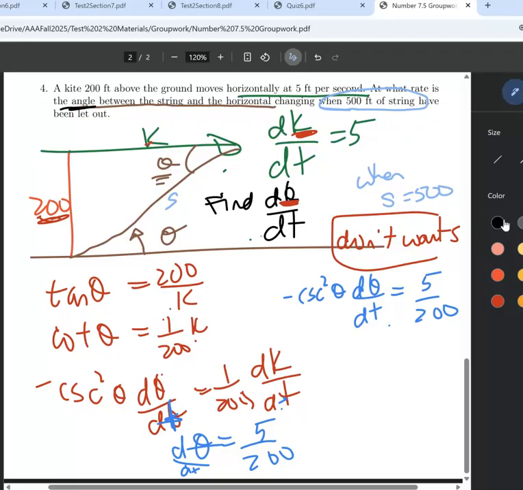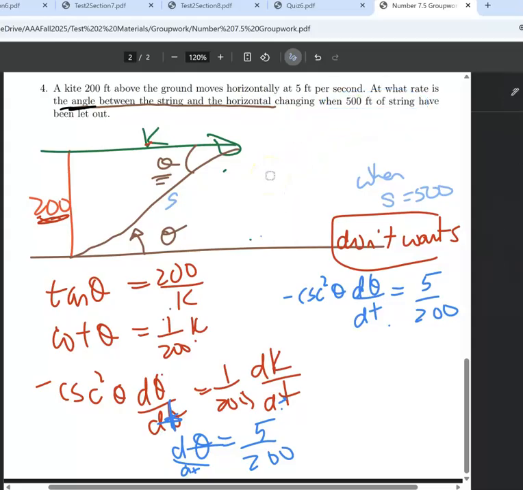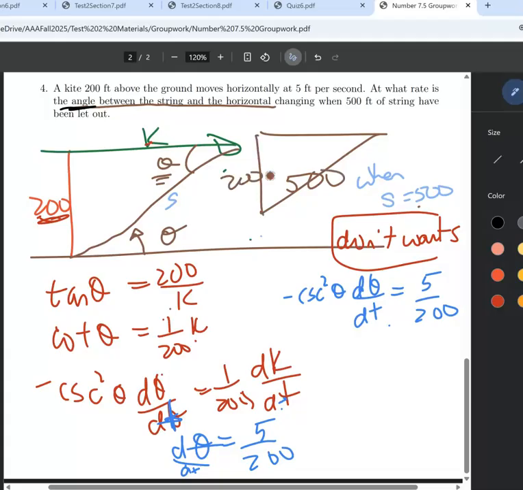Okay, now I'm going to use my when information, right? So let me make some room here. I want to use my when S is equal to 500. So I'll put 500 here. This is 200. And here's still my angle theta. What is it that I'm trying to find? I want to find cosecant squared. So what is cosecant? Cosecant is hypotenuse over opposite. Wait a minute. Do I have hypotenuse over opposite right here?